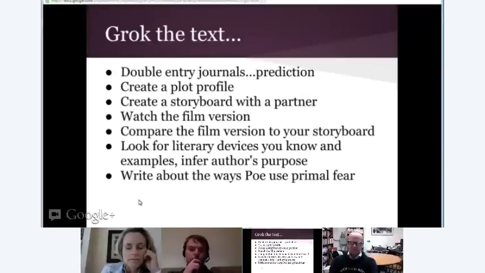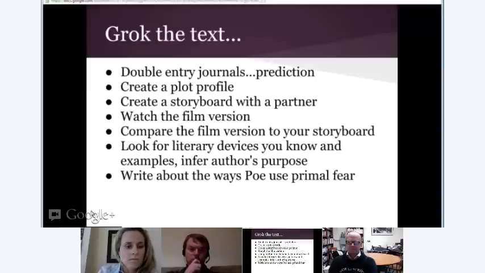We did all these things: double entry journals, plot profiles, storyboards. We watched a film version. We compared the film version to the storyboard that they made, which was a lot of fun because they kept thinking they were making storyboards because they were going to make their own movie. And that was a little scary for them, and then when they found out they just had to compare the film to their storyboard, they relaxed. It was a lot of fun.